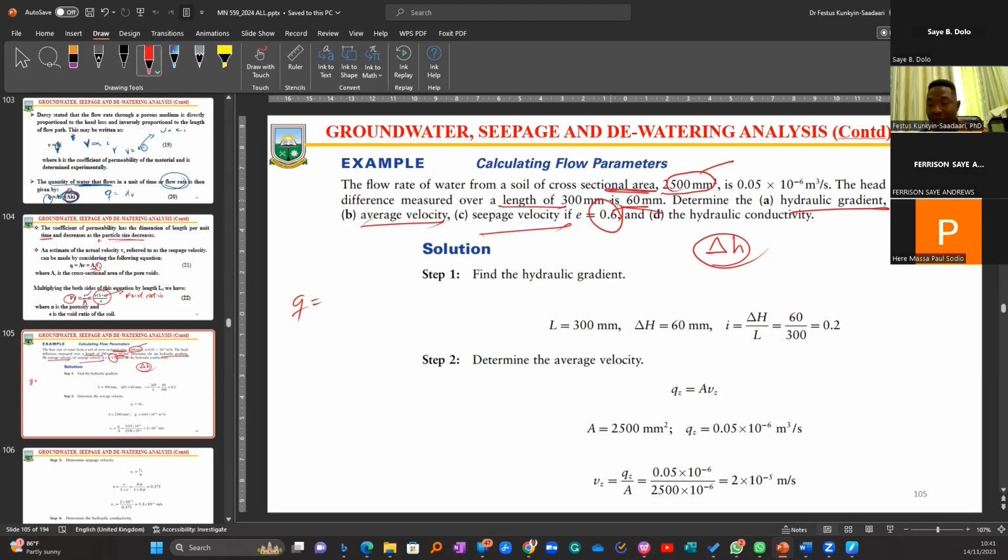So step 1, we are to find the hydraulic gradient. To find hydraulic gradient, which is I, we only need the change in H over the L. And the L was given as 300. The change in H is given as 60. So you have 0.2. Remember, it is unitless. Then determine the average velocity. Average velocity is determined as what?